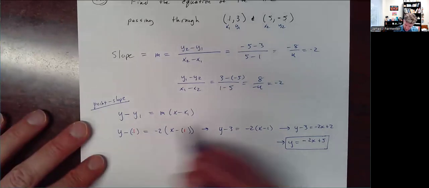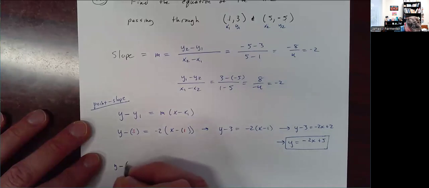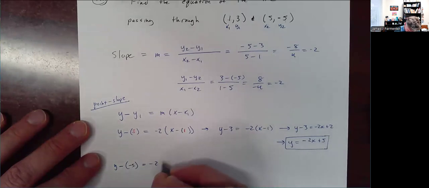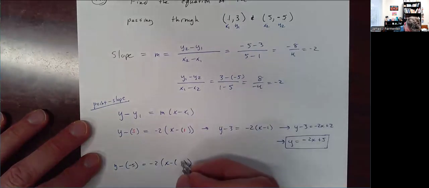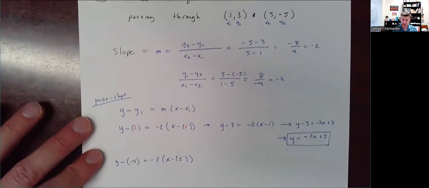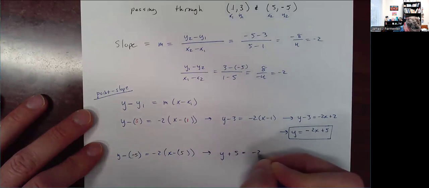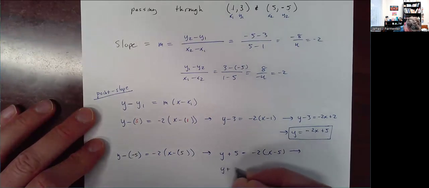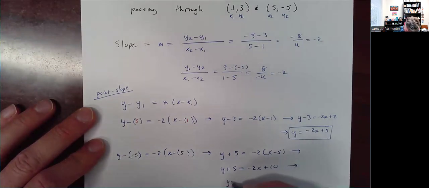If I had picked the other point to plug in, say the 5 and negative 5 for x and y respectively, I'd get the following. Y minus the y value, which is negative 5, equal to negative 2 times x minus the corresponding x value, which is positive 5. Let's see if we get the same result when we simplify. So I have y plus 5 equal to negative 2 times x minus 5. Distributing the negative 2, I get y plus 5 equal to negative 2x plus 10. Subtracting 5 from both sides, I get y equal to negative 2x plus 5. Yay, it's the same thing.